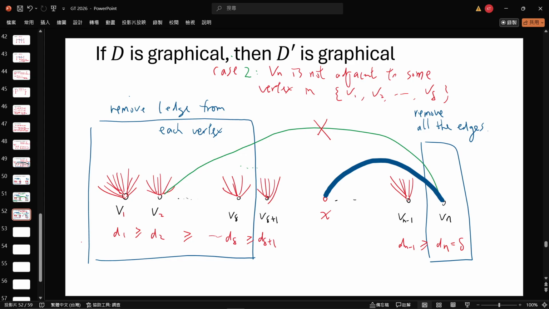So what next? Our strategy will be to first transform the graph, so that after we transform it, Vn is adjacent to all the vertices in this blue box. Moreover, after the transformation, the degree sequence is still the same. So we do not change the degree sequence. It's like we find a different graph to realize the original degree sequence, and in this new graph, Vn is adjacent to all the vertices in this blue box.